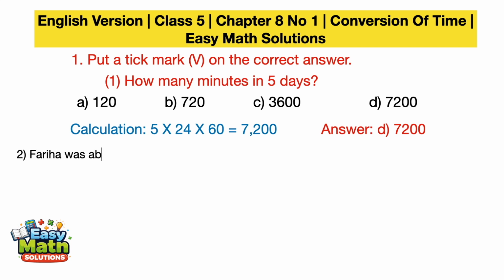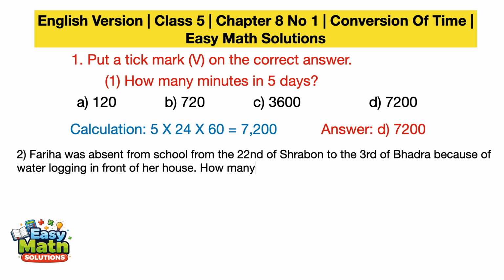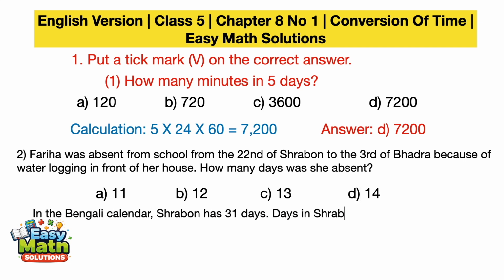Number 2, Farhan was absent from school from the 22nd Shravan to the 3rd Bhadra because of waterlogging in front of her house. How many days was she absent? Calculation in the Bangla calendar: Shravan month has 31 days, so 31 minus 22 plus 1 equals 10 days.